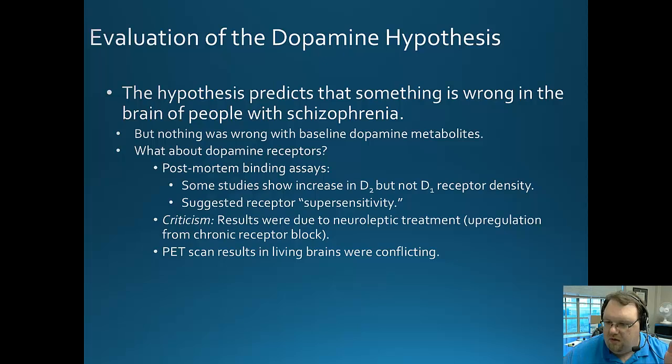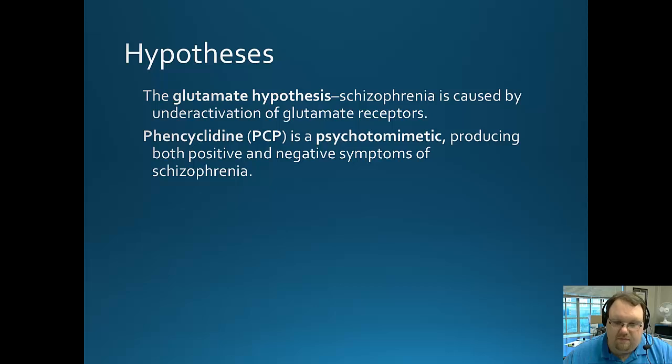So, what do we know? Well, first, postmortem, so after-death studies, have looked at this, and some studies do show an increase in D2, but not D1 receptor density. So that would be indicative that dopamine may be important here. But there have also been PET scans, and they're not as conclusive as those other studies. So it's not clear whether there's actually this increase in sensitivity that's causing the dopamine sensitivity.